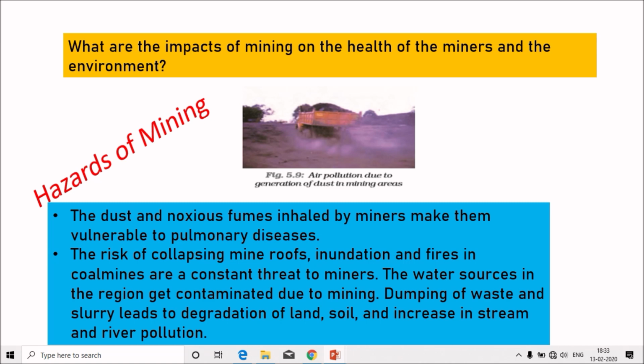On the miners, they are prone to the risk of pulmonary diseases, and sometimes they are also at the risk of collapsing of the mine roofs, inundation, fires in the coal mines, and threats. These are the constant threats to the miners. When it comes to the environmental issue, the water sources in the region get contaminated due to mining. Dumping of waste and slurry leads to degradation and an increase in stream and river pollution. These are the dangerous hazards of mining.